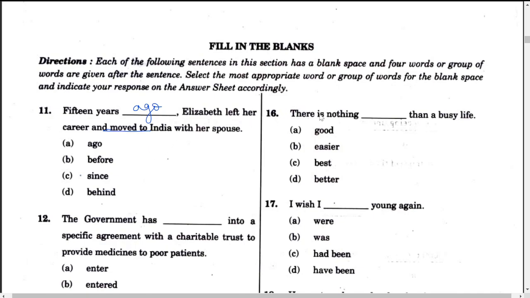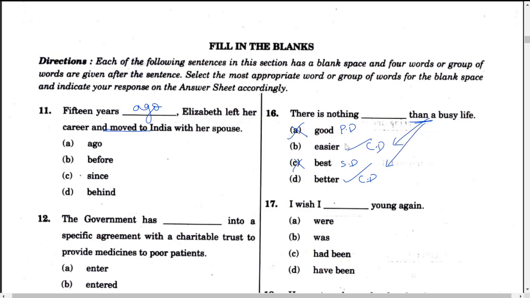Next, let us check 16 here. There is nothing dash than a busy life. There is nothing good than; good cannot be used, positive degree, then is used. In the comparative cases, we can go with easier or better. These two are the comparative degrees, right? Good is positive degree, best is superlative degree, easier is comparative degree, better is also comparative degree. So then is used only with the comparative degrees.